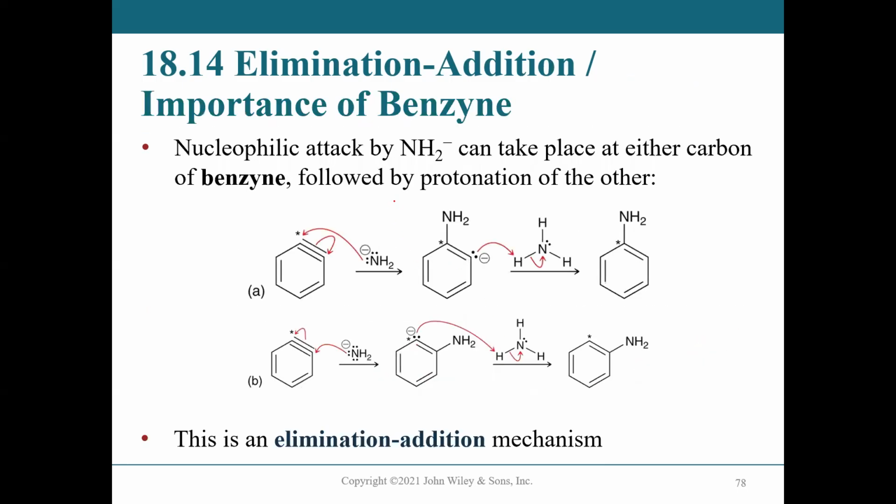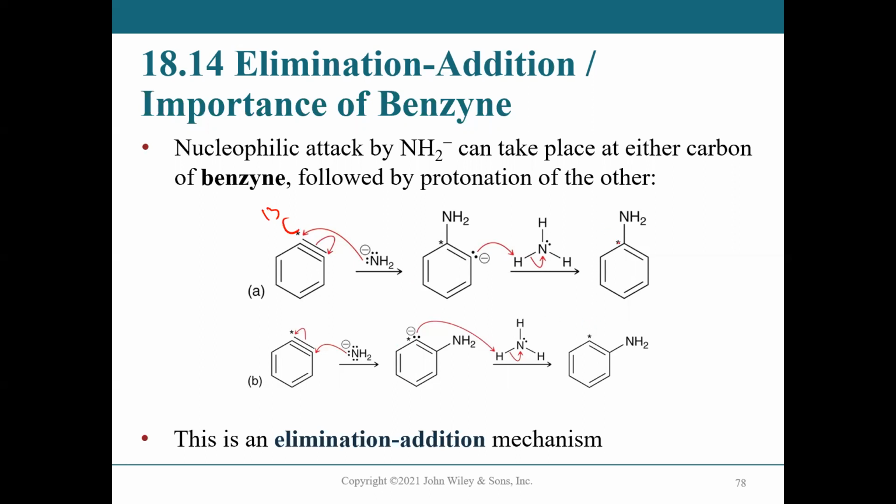And they show you the mechanism. So nucleophilic attack by the NH2 can take place at either carbon of the benzyne, followed by protonation of the other. So we can have attack at either place. If we attack at the carbon-13 position, then we see this right here. If we attack at the other side of the carbon-13, we get this.